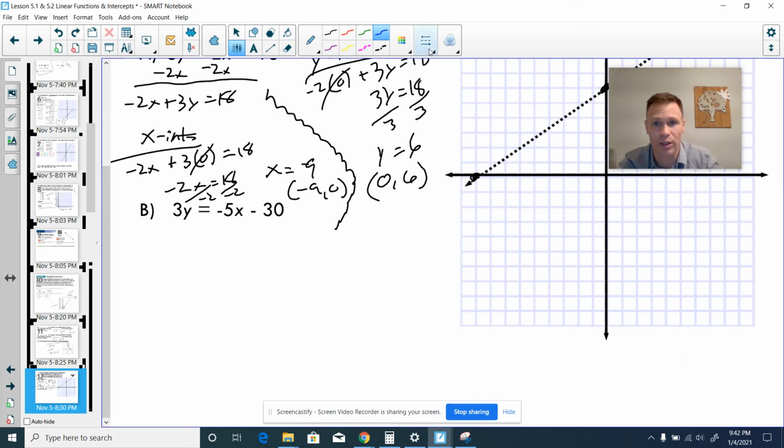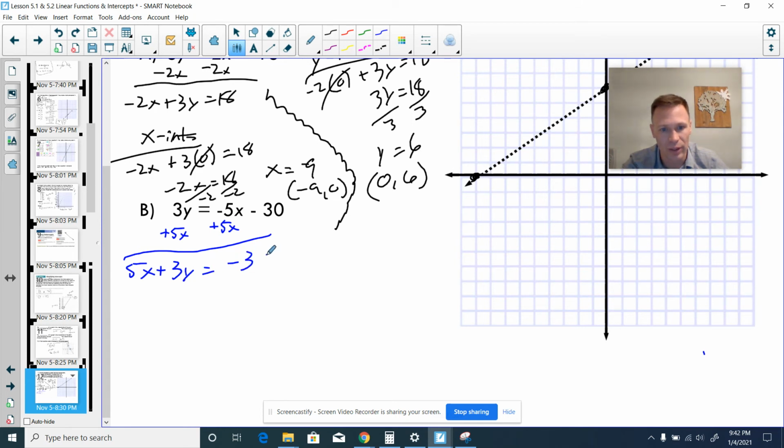So I have another equation. All right, so 3y equals negative 5x minus 30. So again, I have to write this one in standard form. So I'm going to add 5x to both sides. So I will have 5x plus 3y is equal to negative 30.